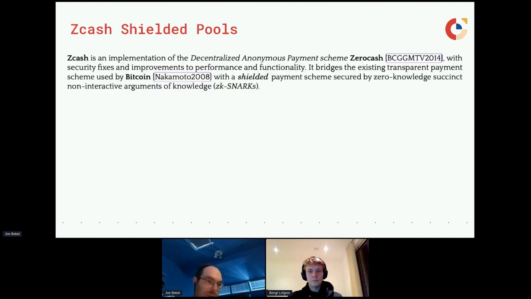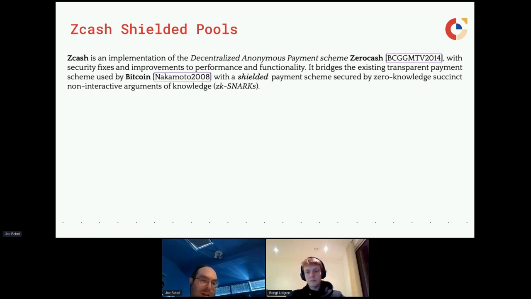So we have to start with the Zcash shielded pools, of which there have been 3 so far. And I'll use Zcash's own description of what it is. It's an implementation of the original paper called Zerocash, the original academic research paper. And, a little understatement, improvements to performance and functionality. In fact, over the last 8-ish years, there have been incredible improvements to performance and functionality. It's not just some smaller incremental or evolutionary improvement. It's actually been quite substantial.